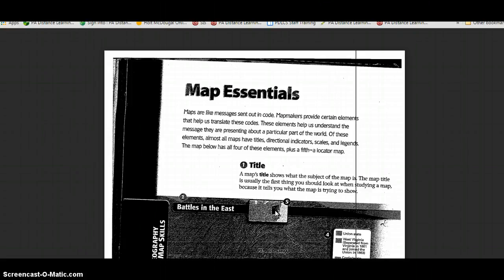Map essentials. Maps are like messages sent out in code. Map makers provide certain elements that help us translate these codes. These elements help us understand the message they are presenting about a particular part of the world. Of these elements, almost all maps have titles, directional indicators, scales, and legends. The map below has all 4 of these elements, plus a 5th, a locator map.